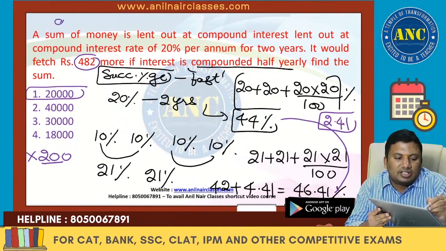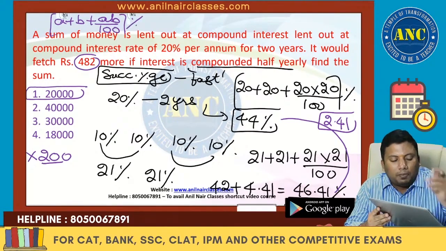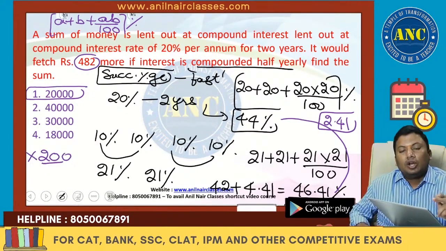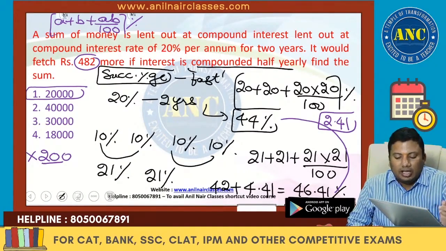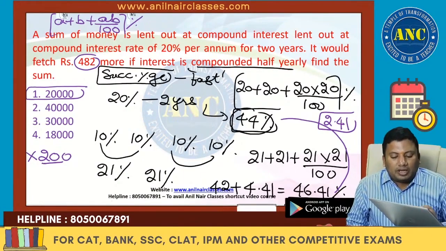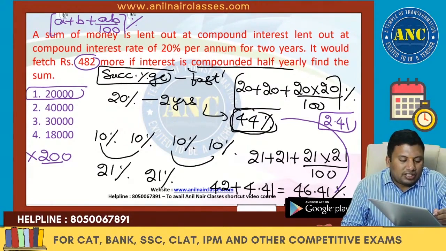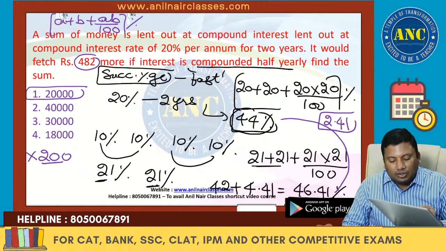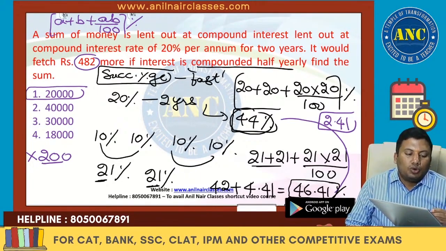Successive percentage is given by the notation A plus B plus AB by 100 percentage. 20 percentage, 2 years, it is nothing but 20 plus 20 plus 20 into 20 by 100, which is 44 percentage. 44 percentage is 44 by 100. 10 percentage 2 times is 21. 21 plus 21 plus 21 into 21 by 100 is 46.41. Difference is 2.41.